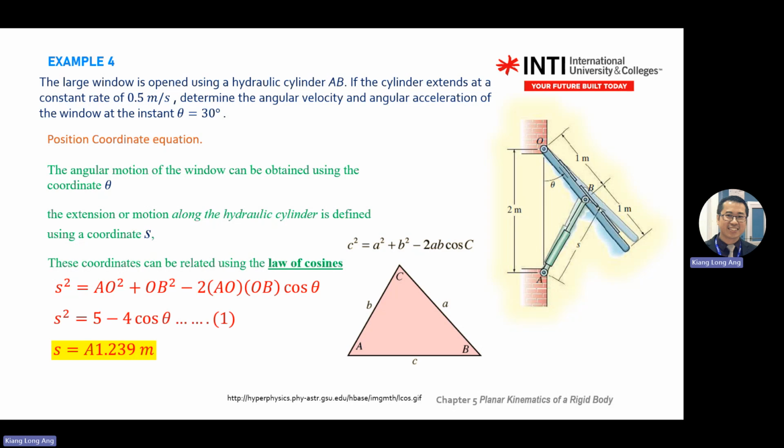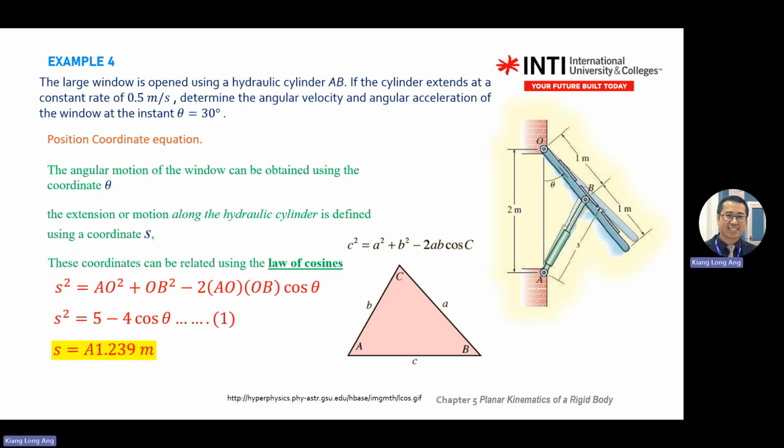So you do your calculation, substitute. You know OB, AB, substitute there, cos theta. Theta is 30 degrees. You assume at the instant this degree. So at that instant, your S becomes this one.